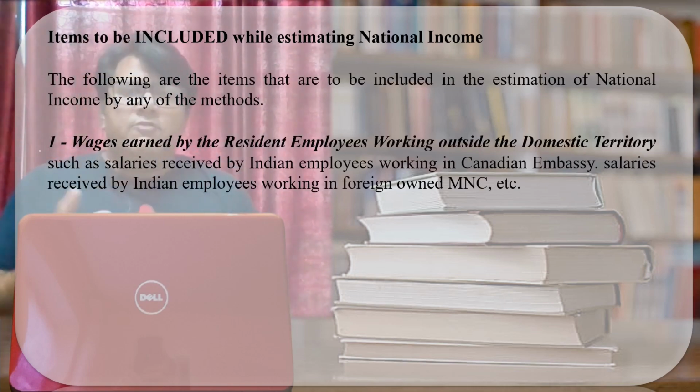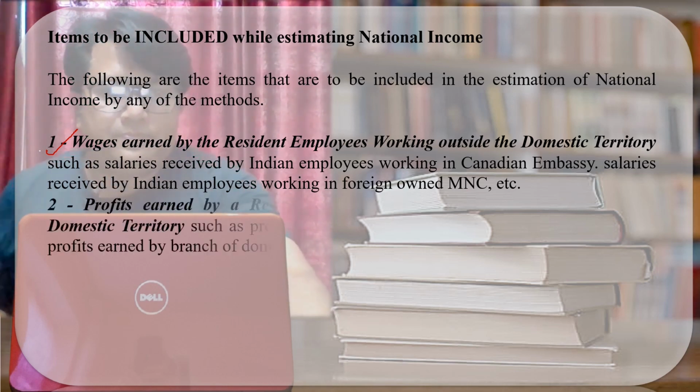The first is wages earned by the residential employees. As I told you, wages earned by the residential employees should be considered. Why should it be considered? Because it is a factor payment, and we always consider the factor payment. It comes under the income method, that is compensation of the employees.